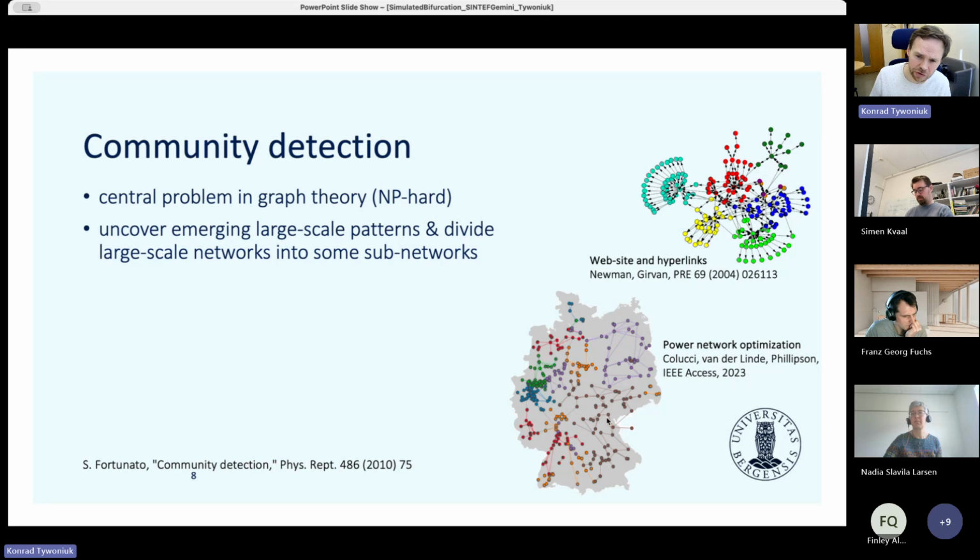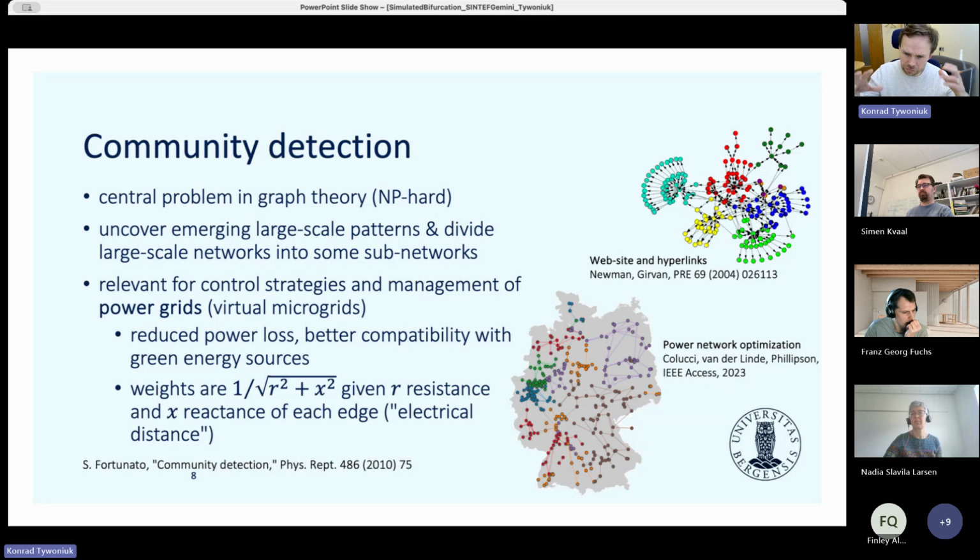And also down here, an interesting application for us is power networks, energy networks where electrical energy is being sent around. This is the German network, a global view of it, not of course the local view. But what one sees here is that those clusters can be complicated and non-trivial.